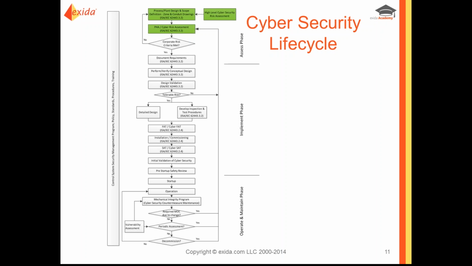The focus of this webinar today is on the green boxes that you see on the top. So we're going to take a look at process and plant design and scope, the definition of your system, zones and conduits, which are something similar to the process and instrumentation drawings in a control system. We're going to be studying how to go about doing a high-level cybersecurity risk assessment, and then a process hazard analysis on that system to identify requirements for protection against the cybersecurity vulnerabilities that your system may have.